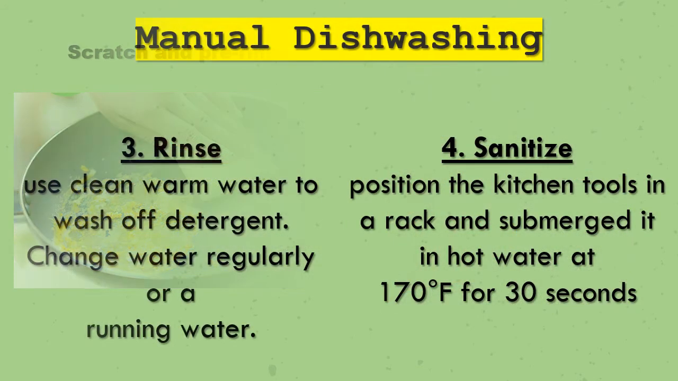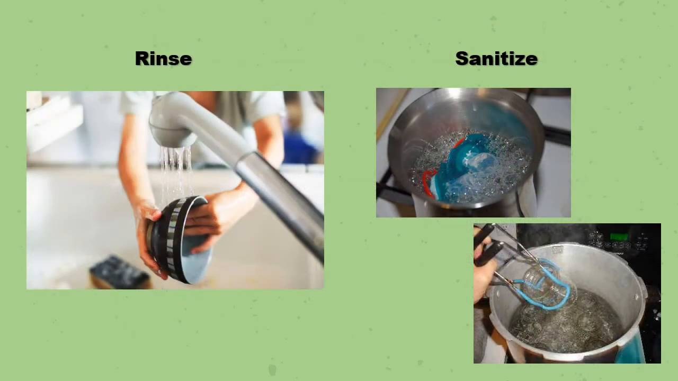Next, number 3, we have rinse. Use clean warm water to wash off detergent. Change water regularly or use running water. Number 4 is to sanitize. Position the kitchen tools in a rack and submerge them in hot water at 120°F for 30 seconds. So this shows the number 3 and 4 steps. Rinse and sanitize.